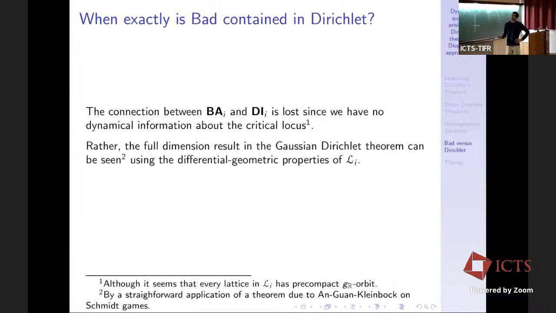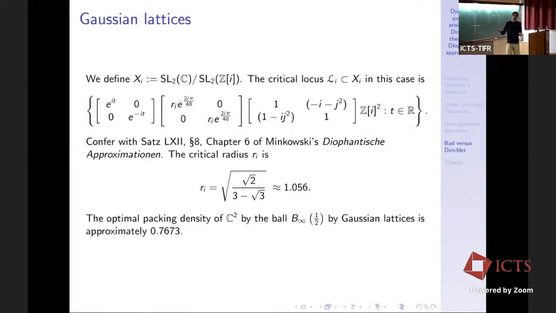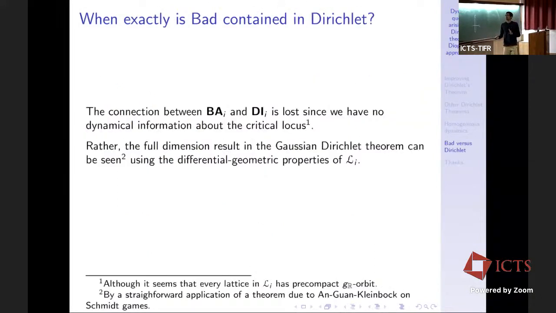So I'm trying to point out, where does dynamics come in? In one case, I had an obvious property of the critical locus. In the second case, what do I do with this? I know nothing about this set. I can't really prove it. The BA contained in DI argument just completely breaks down. You can still prove that DI, this Dirichlet-improvable set, has full dimension, but you have to use a different kind of winning argument due to Arndt-Kleinbach, which Erez spoke about.